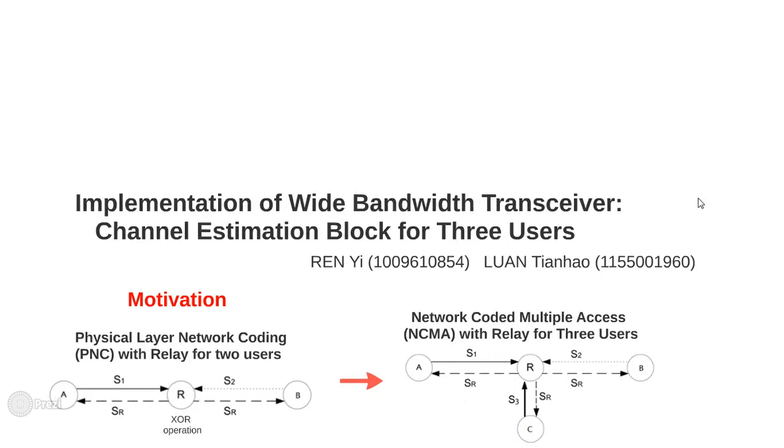Generally speaking, in most wireless communication systems, such as CDMA, MIMO, OFDM, etc., receivers need to have accurate knowledge of channel state information to perform demodulation and detection. It means that channel estimation is a crucial part of every transceiver implementation. So in this project, we're going to implement the channel estimation block for network coding multiple access relay network structure, that is the NCMA network for 3 users.